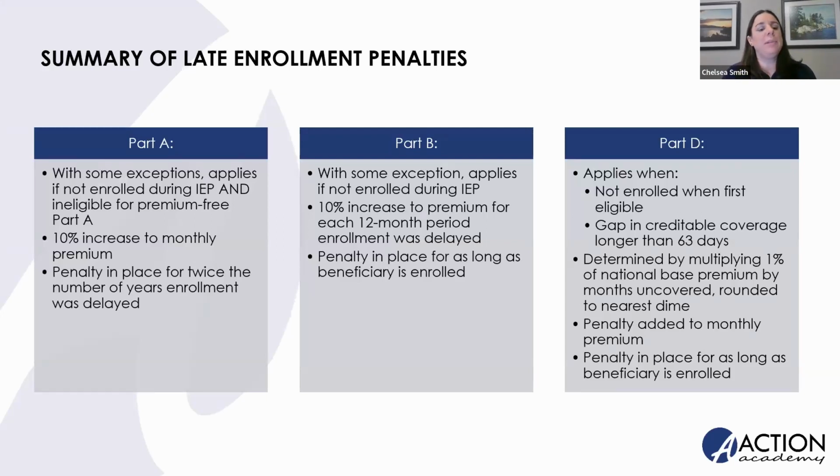One more time, remember Part A is a 10% increase to the monthly premium, and that penalty stays in place for twice the number of years that his enrollment was delayed. So that does end eventually. For Part B, 10% increase to the premium for each year that the person delayed enrollment, and that penalty stays in place for the entire time that they're on Part B. And then Part D is either not enrolled at first, or a gap in their coverage of 63 days or longer. A 1% national base premium is multiplied and then rounded to the nearest dime, and then that is added in.